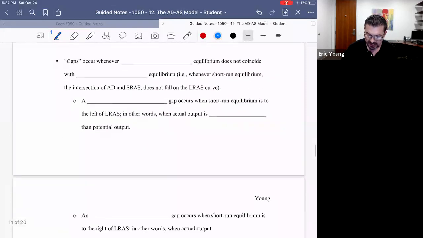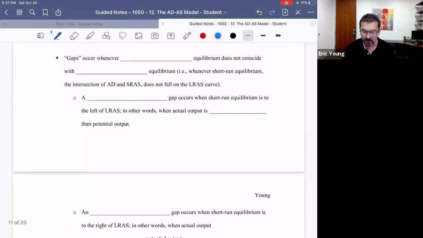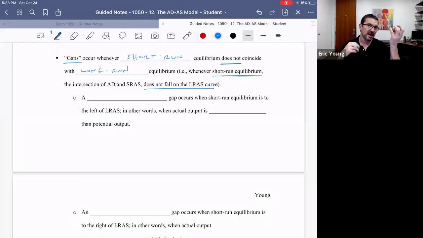But you understand, of course, that in reality, in the real world of the economy, we're going to have gaps. These gaps occur anytime the economy's short-run equilibrium does not coincide with its long-run equilibrium. In other words, whenever the short-run equilibrium does not fall on the LRAS curve. We have two kinds of gaps. And these two kinds of gaps reflect the difference between the economy's potential output and actual output.